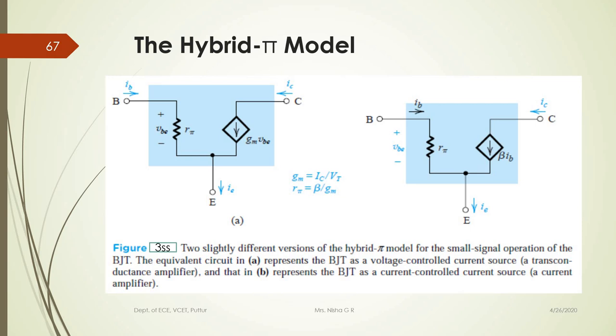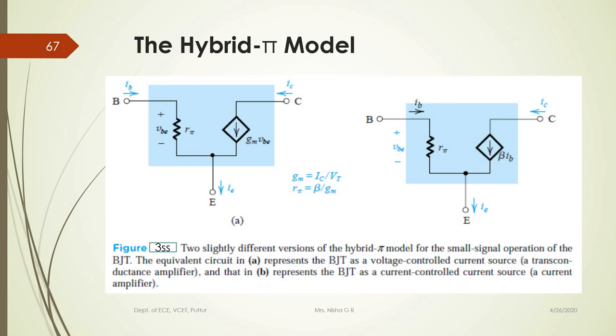About one of the models, that is the small signal BJT model. The behavior of BJTs can be analyzed using different types of models like the hybrid pi model, the re model, the T model, all these things. This is one of the popular models used for analyzing the small signal behavior of BJTs or FETs, that is, the bipolar junction transistor and the field effect transistor.